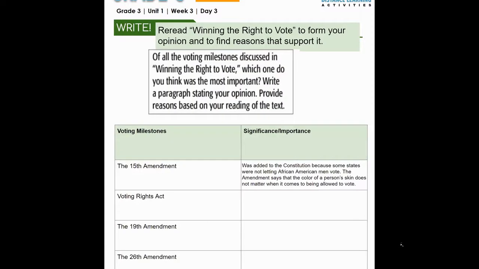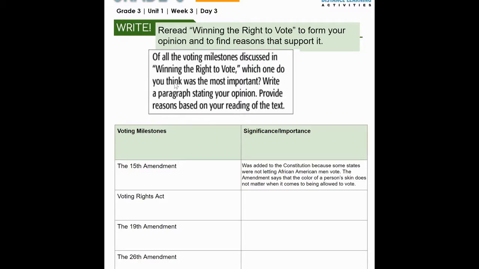You will reread Winning the Right to Vote to form your opinion and find reasons that support it. So remember, your prompt is different than mine. Your prompt says, of all the voting milestones discussed in Winning the Right to Vote, which one do you think was the most important? Write a paragraph stating your opinion. Provide reasons based on your reading of the text.